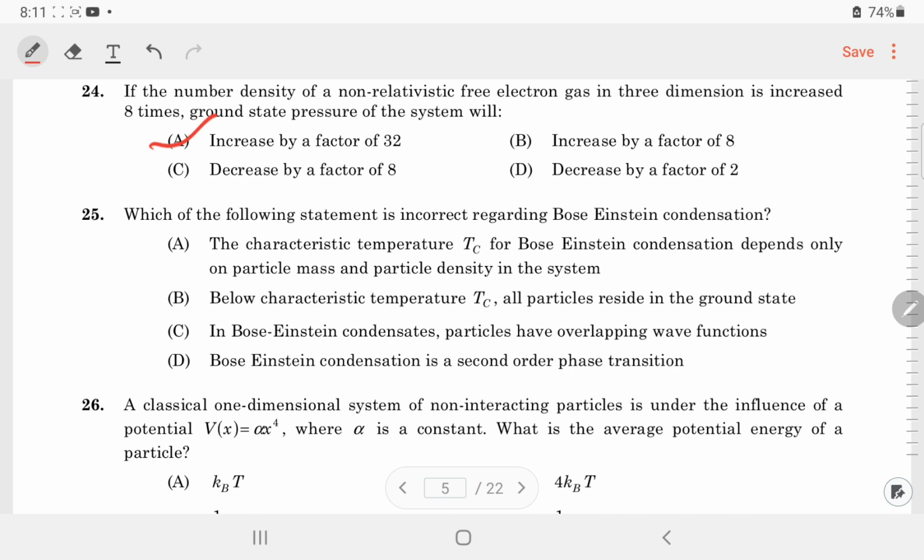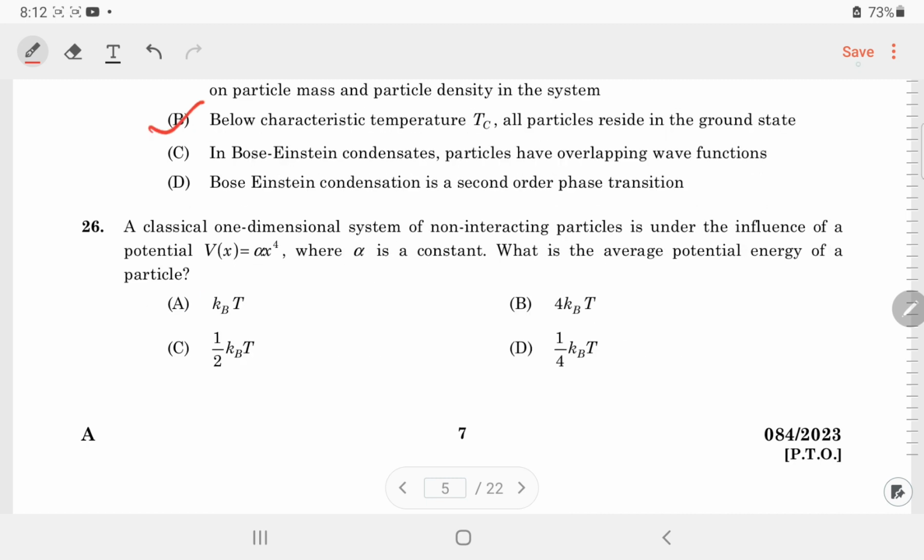Which of the following statement is incorrect regarding Bose-Einstein condensation? The answer is option B, that is below characteristic temperature Tc all particles resides in the ground state. Question number 26. A classical one-dimensional system of non-interacting particles is under the influence of a potential V of x is equal to alpha x raised to 4, where alpha is a constant. What is the average potential energy of a particle? The answer is option D, that is 1 by 4 kBT.